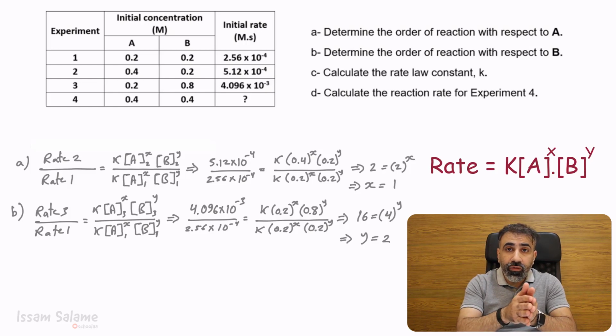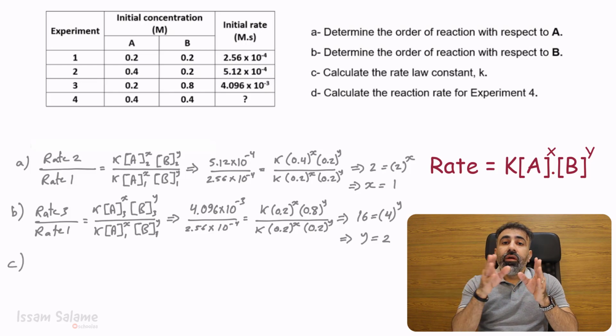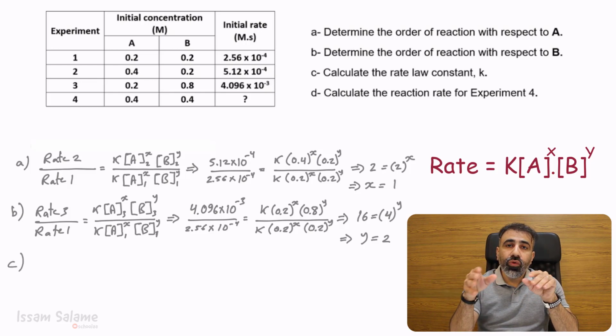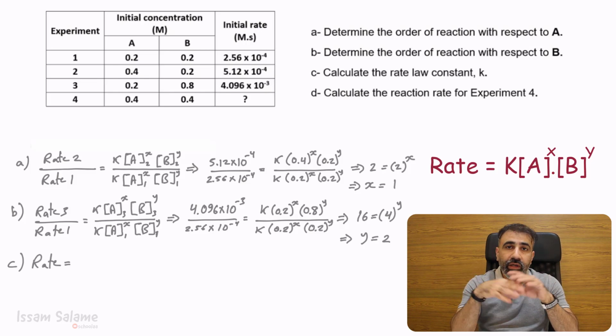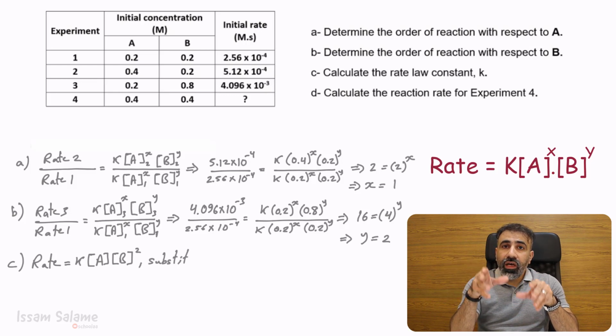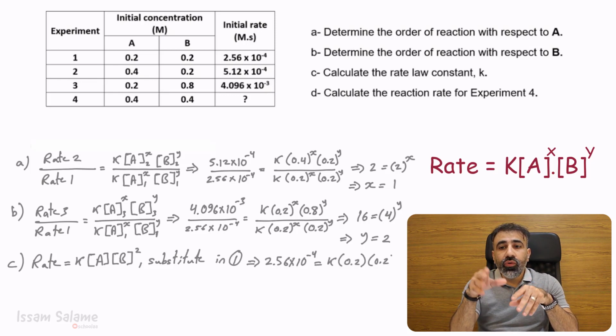If I want to find the order of the reaction, it's going to be equal to 1 plus 2, which equals 3. If I want to find K, I need to replace the concentrations in one of the rate laws. I'm going to use the first one. Rate is equal to K times concentration of A to the power 1 times concentration of B to the power 2. I replace the concentrations by their values. Rate, it's equal to 2.56 times 10 to the power negative 4, equal to K times 0.2 multiplied by 0.2 squared. I'm going to do the math and find that K is equal to 0.032.